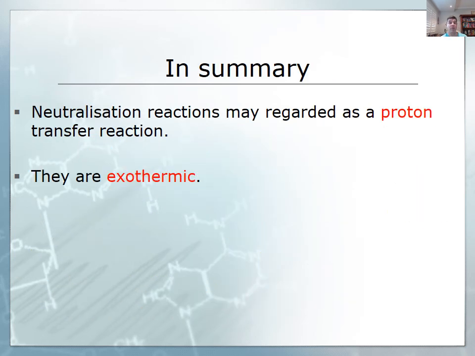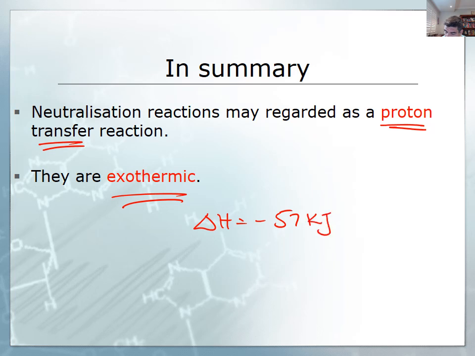So in summary, two important points about neutralization. They're just little updates on what we've looked at before. Firstly, that they may be regarded as proton transfer reactions. And secondly, that they are exothermic. And I guess thirdly, that these exothermic reactions have a delta H value of negative 57 kilojoules per mole of water formed.